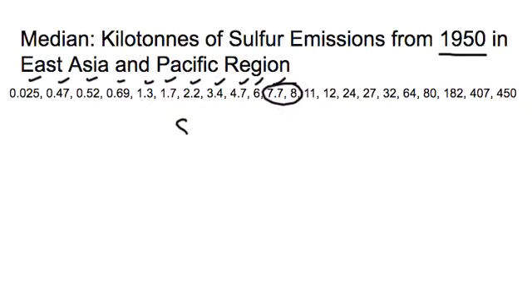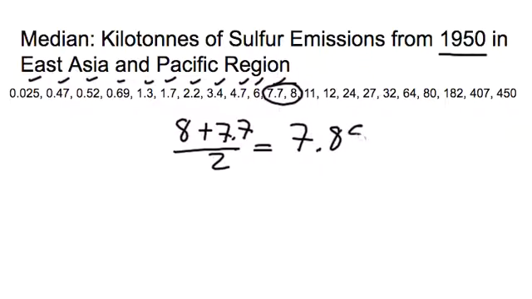What I'm going to do is I'm going to add them together. So 8 plus 7.7, and I'm going to divide that by 2. And that's going to tell me what number is in between these two numbers. So I'll just use a calculator to do this real quick. I have 7.7 plus 8 equals, and then I'm going to divide that by 2. And so what I end up with is my median being 7.85.